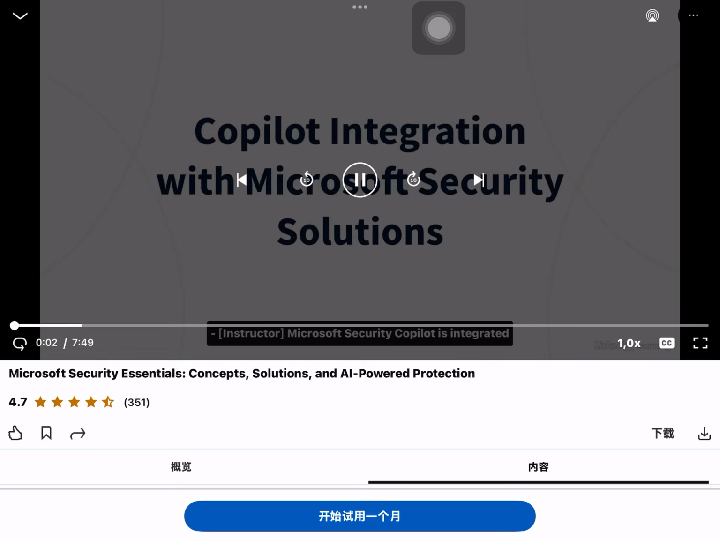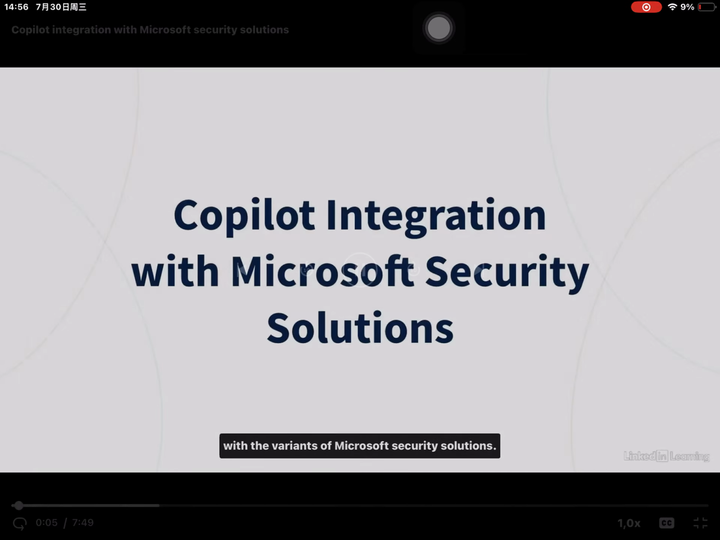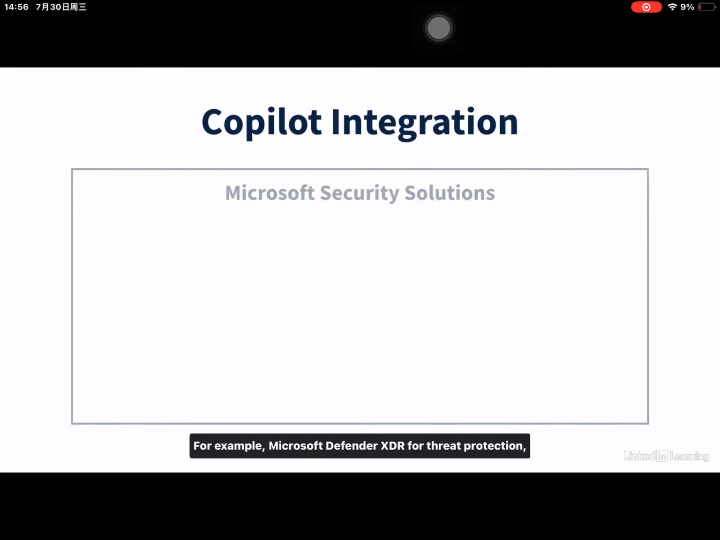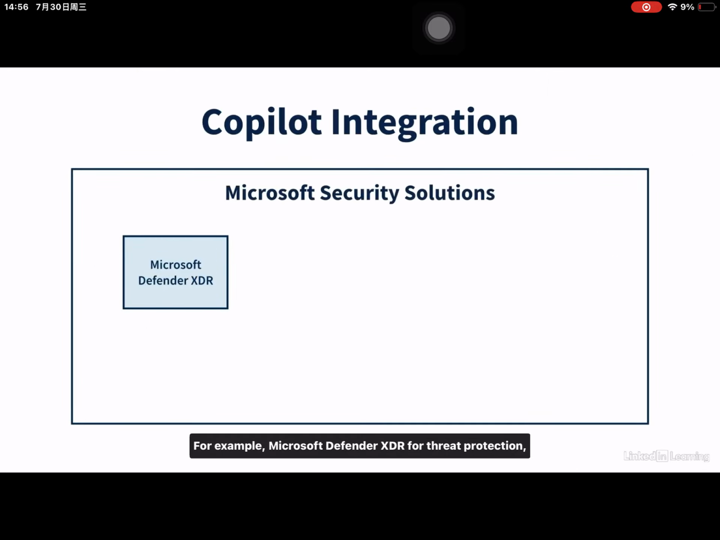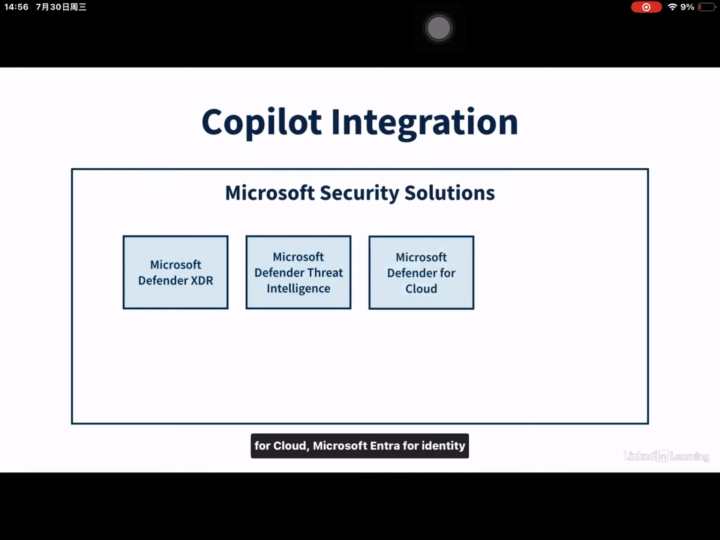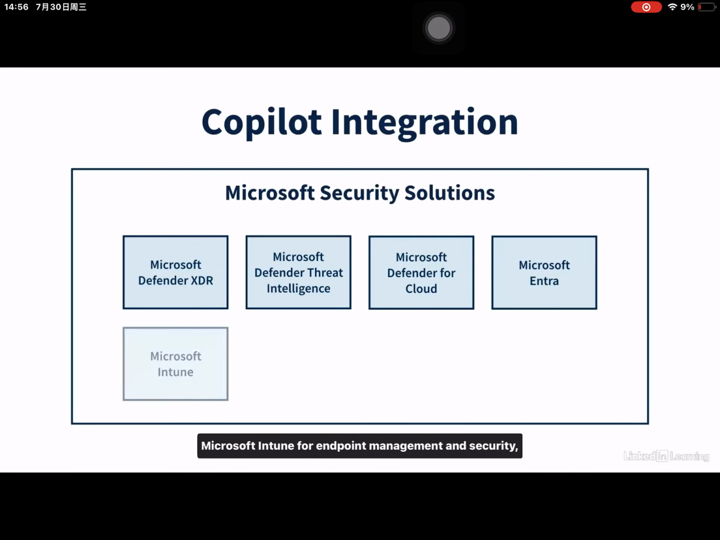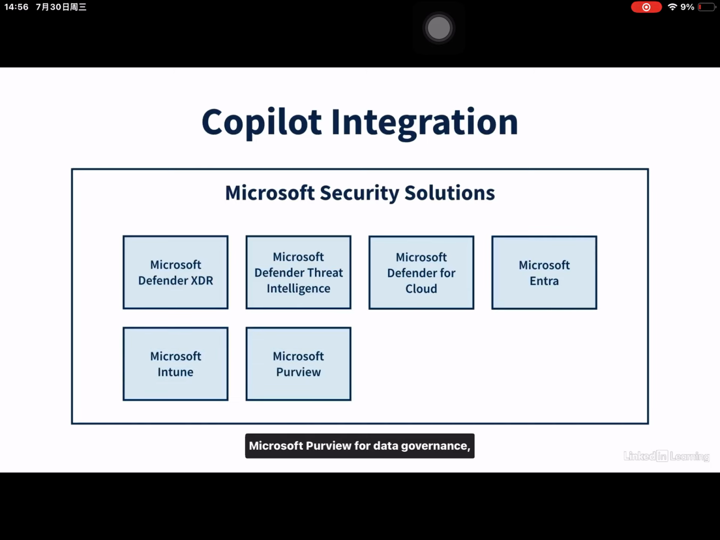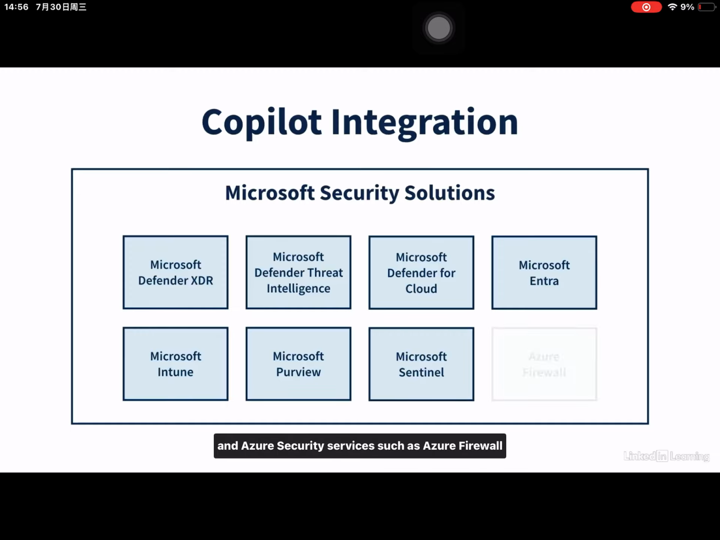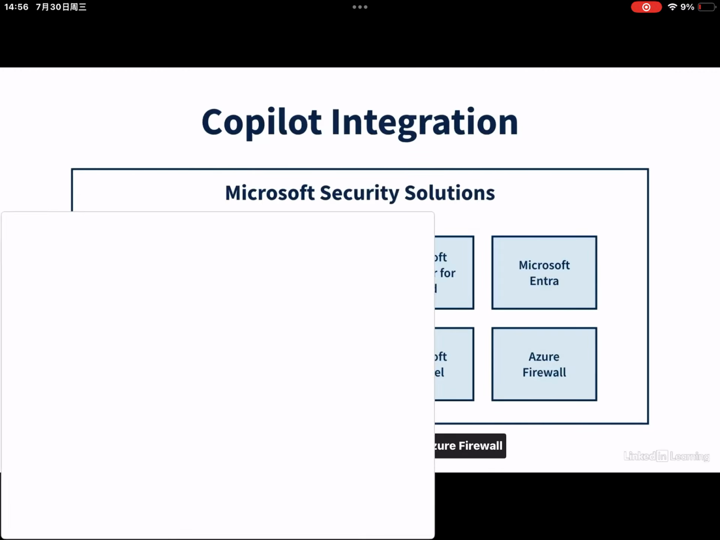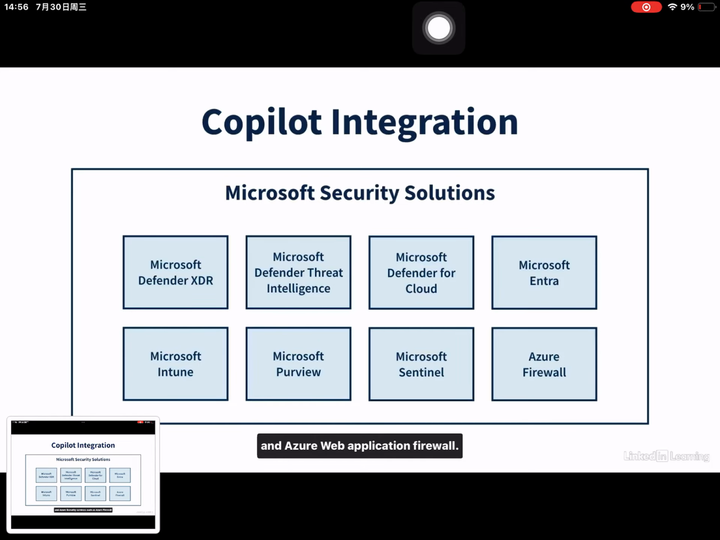Microsoft Security Copilot is integrated with various Microsoft security solutions. For example, Microsoft Defender XDR for threat protection, Microsoft Defender Threat Intelligence, Microsoft Defender for Cloud, Microsoft Entra for Identity and Access Management, Microsoft Intune for Endpoint Management and Security, Microsoft Purview for Data Governance, Security, and Compliance, Microsoft Sentinel for Security Information and Event Management, and Azure Security Services such as Azure Firewall and Azure Web Application Firewall.